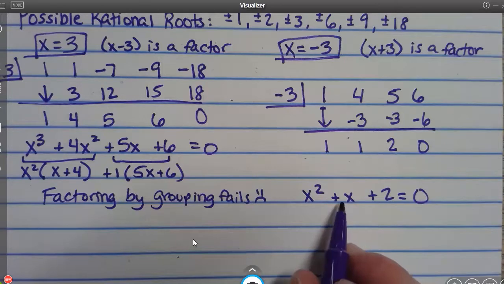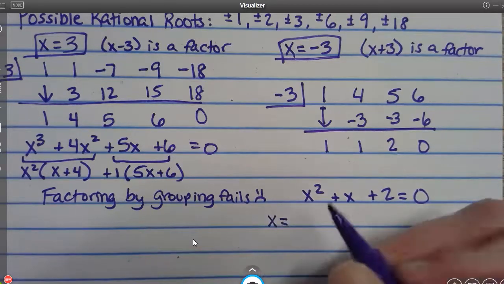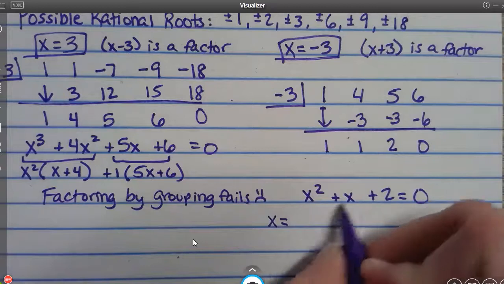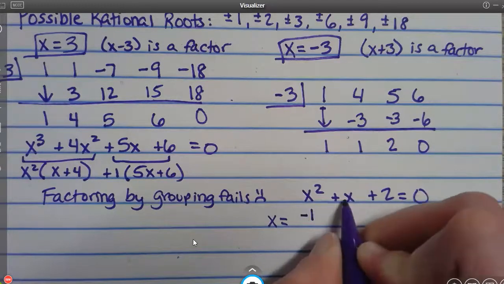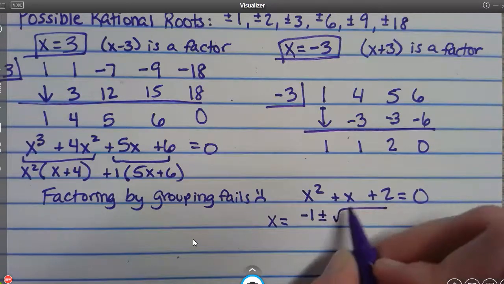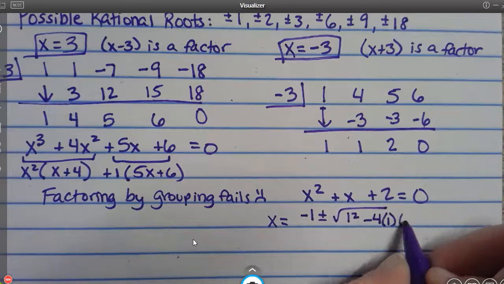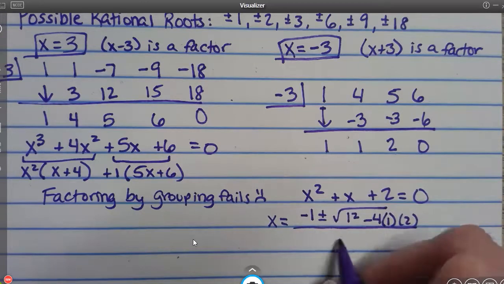Good. This guy right here is odd, that coefficient. So I don't want to complete the square. Let's use the quadratic formula. So x equals negative b. B is 1, so negative b is negative 1. Plus or minus the square root of b squared minus 4 times a times c all over 2a.